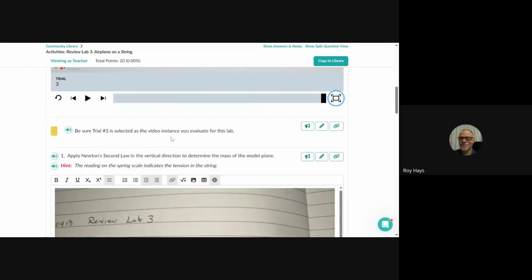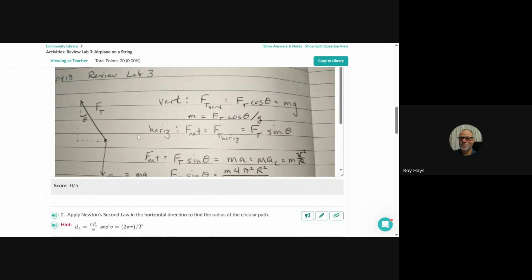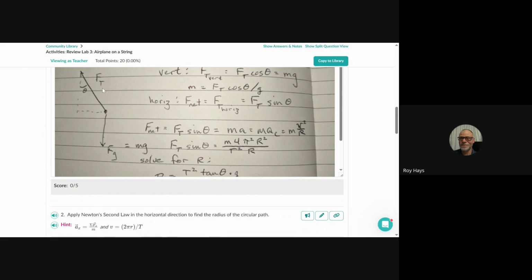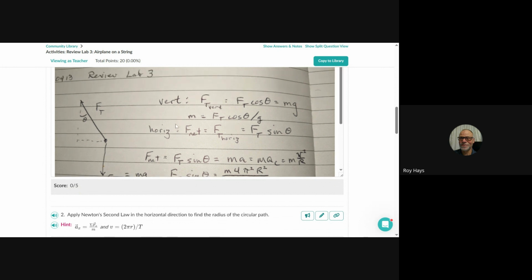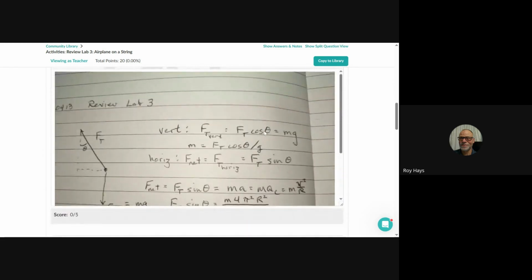The very first question here is simply to apply Newton's second law in the vertical direction to determine the mass of the model plane. If I begin with a free body diagram of the plane, I circle my system being the plane. There are only two forces acting on it, the gravitational force downward and the tension force in the direction of the string. If I do my Newton's second law evaluation of the forces in the vertical direction, that's specifically what the question asks: apply Newton's second law in the vertical direction, determine the mass.